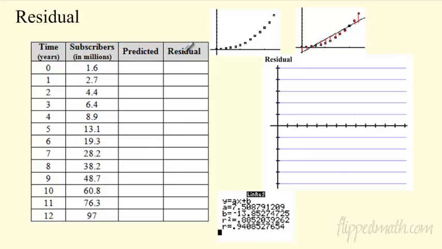So how do we find a residual? This is what you've got to know here. A residual is when you take the actual value from your data set and you subtract the predicted value from your model. That's the leftover distance right there. So we're going to do the first one together.